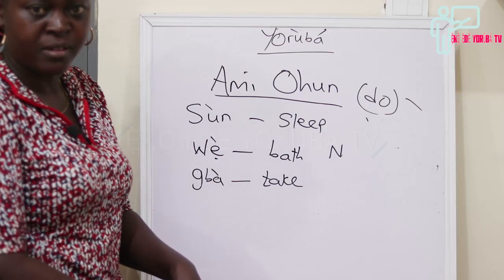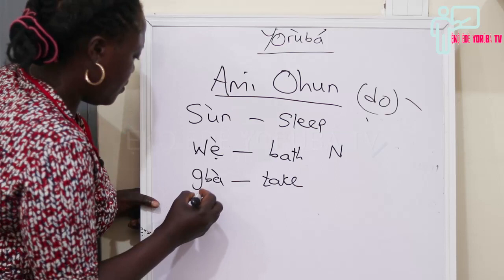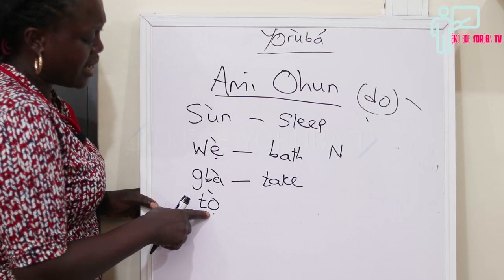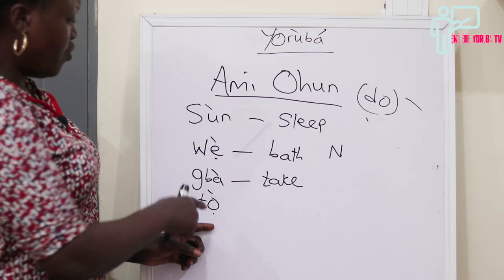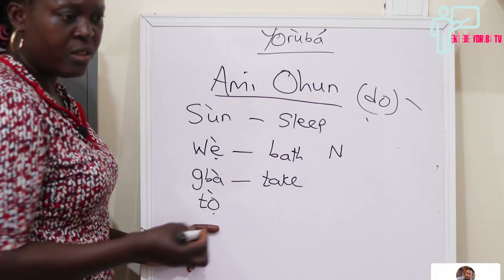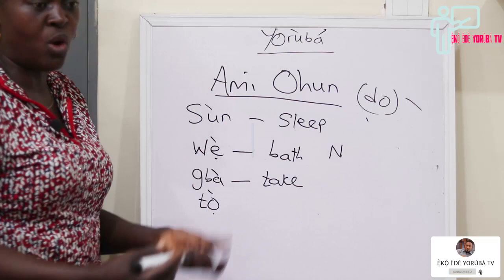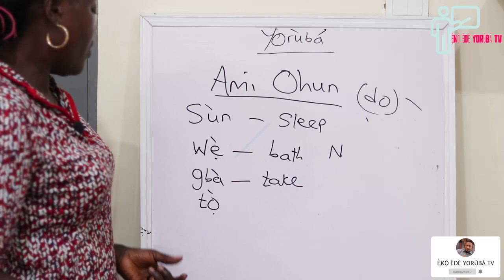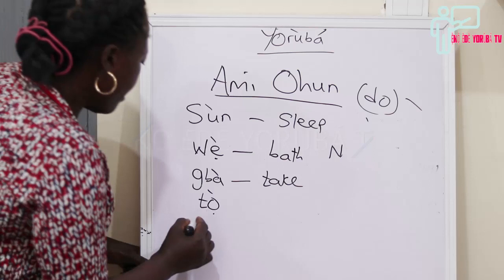That is the voice. Now, if I say to, do. You could remember that I said A, E, O, R, U, that R, you see that we put dots at the bottom, when we were teaching about the vowels the other time. So, what is the meaning of to? Urinate, urine. So, so.